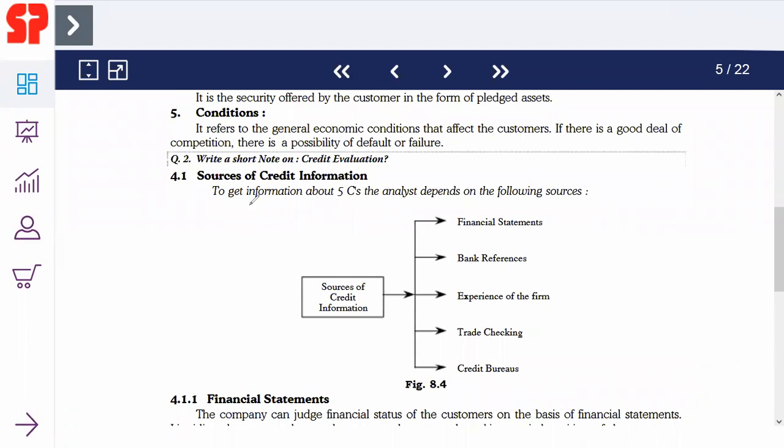See, again, they have beautifully explained. From where you will get this information: financial statements. Then bank references. You can take reference from the bank also. Then past experience. Then credit bureaus. Various agencies are there which will give credit rating to the customers. If there is any default in the past, then their credit rating will be bad, unfavorable. So all these things you can get the information. Understood?